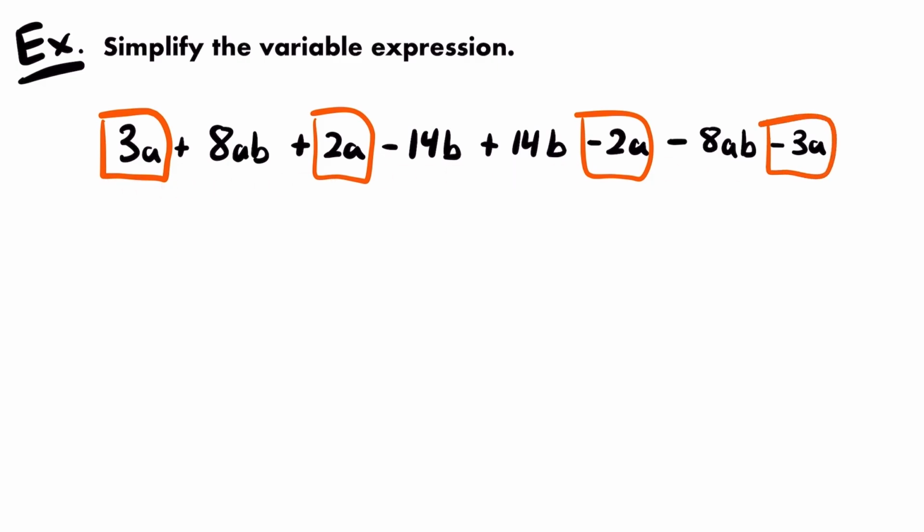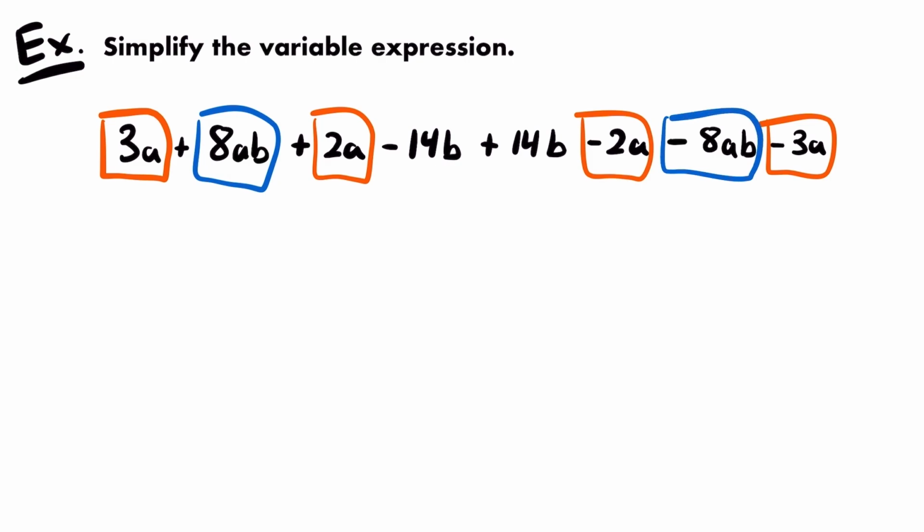For now, let's move on to our next variable term and see if it has any friends, any like terms with the same variable part. In this case, we have 8ab, so we want to be looking for other terms that have ab. And so these two terms are not like terms, they just have b, but this one is. Negative 8ab has the same variable part. So those are like terms, so I'll make a note of that here. We will be able to combine those as well.